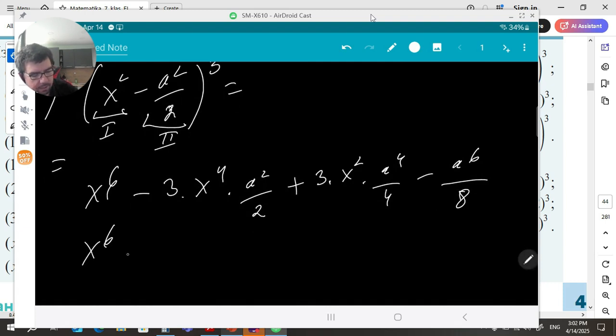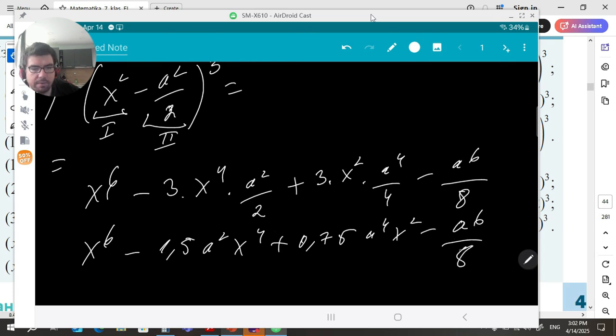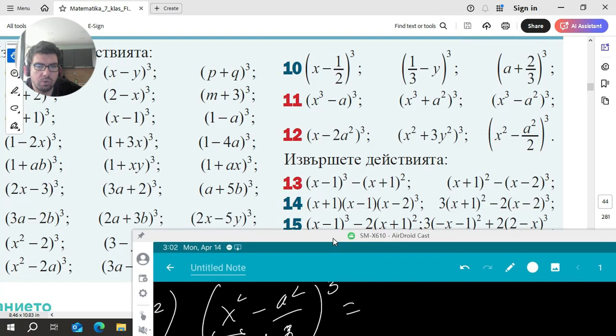x to the power of 6 minus 3 halves, which is 1.5, a squared x to the power of 4, plus 0.75, this is 3/4, a to the power of 4 x to the power of 2, minus a to the power of 6 over 8. I'll just leave it like that. Okay, so far so good.